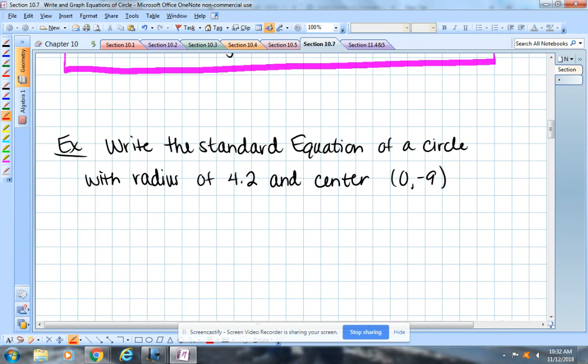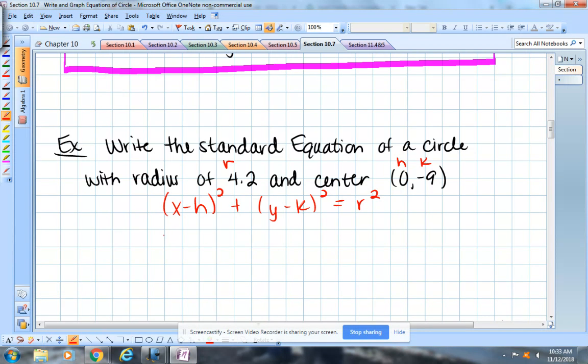Did they tell me the coordinates of the center? Yes. Did they tell me the radius of that circle? Yes. Then we have everything we need to write the equation of the circle. That's what you need: your coordinates of the center and the radius. Then you can plug it into the formula. The formula is (x − h)² + (y − k)² = r². So this number is your h, this number is your k, this is your r.